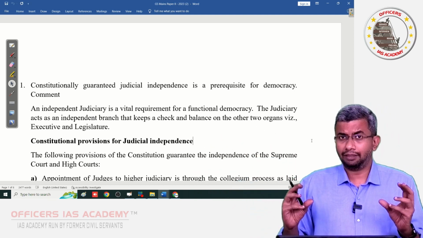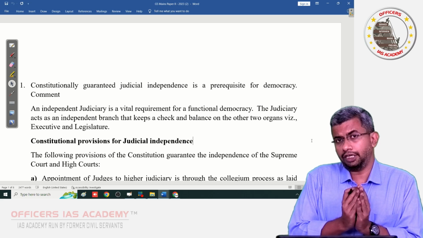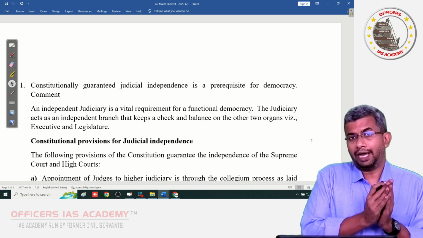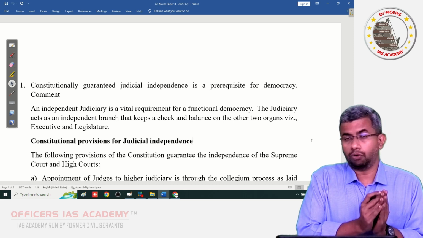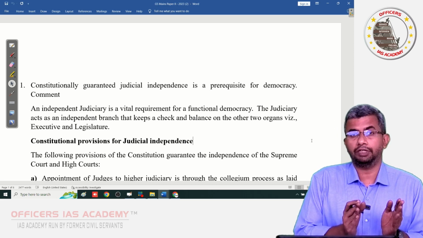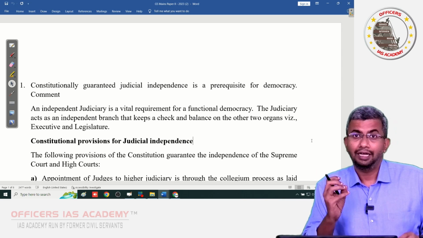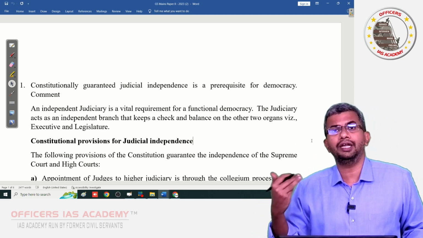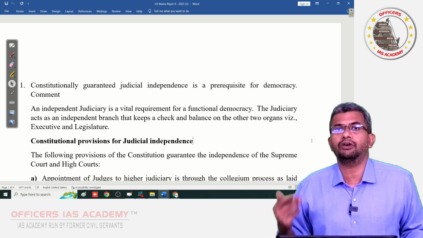The government wanted NJAC because it wanted some representation in the appointment. But the Supreme Court said no, collegium is the best system, we don't want to tamper with it, because they wanted that independence. But the question is about judicial independence. So here it is about listing down the various independence provisions in the Constitution.